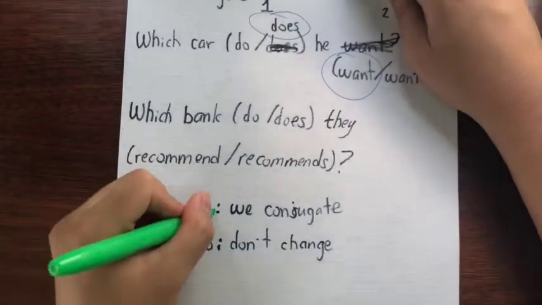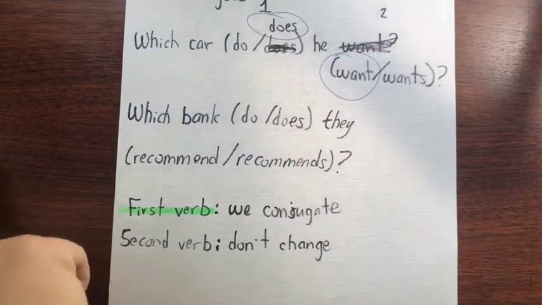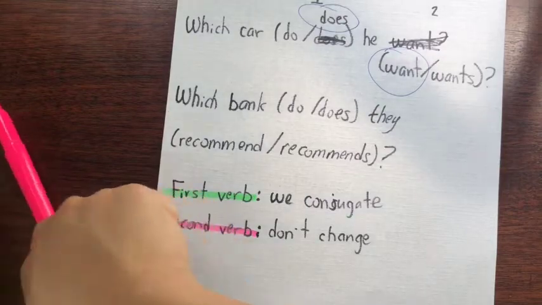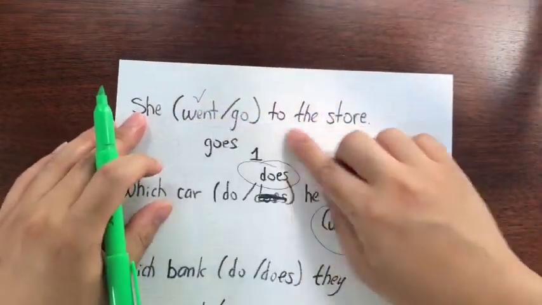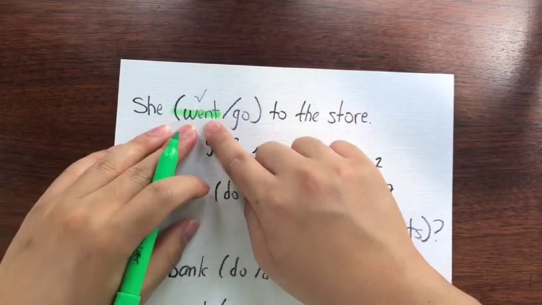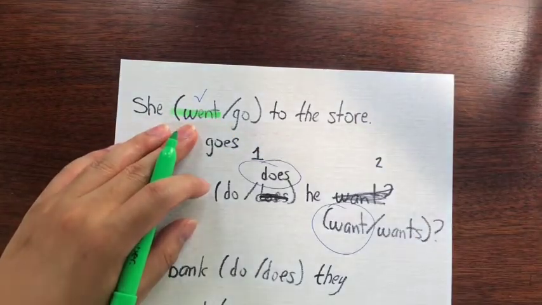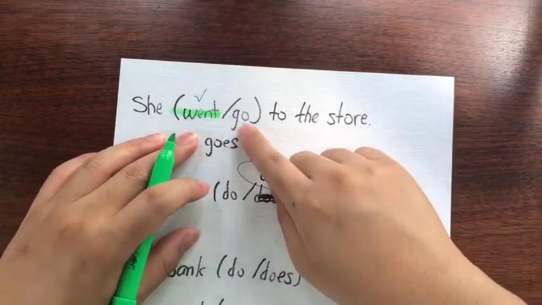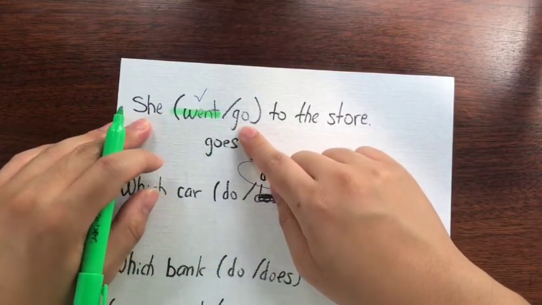Am I picking the right color? Yes, okay. So the first verb, we conjugate. The second verb in a phrase, we don't change. So in this example, she went to the store. The verb is went. The first verb is went. We conjugate it to past tense. She went to the store. Because we don't say she go to the store. That's incorrect.